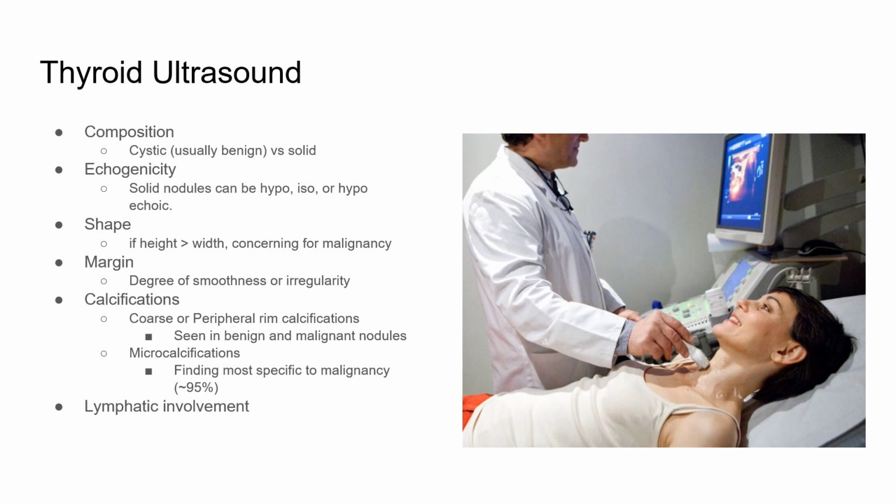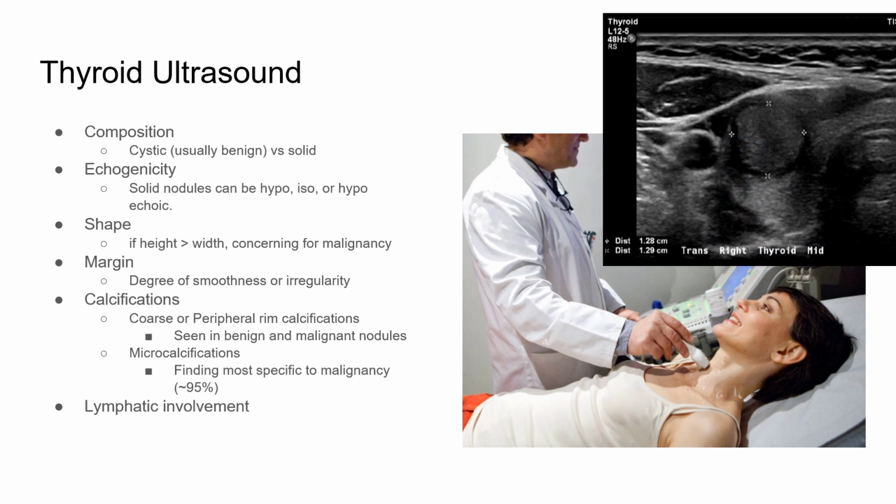And then at times you can also note lymphatic involvement and the presence of blood flow within the lesion itself. This here is an ultrasound image. You can see this is the actual nodule itself, and it is about 1.3 centimeters. It is about as tall as it is wide, and it is fairly, maybe a little bit hypoechoic, with no microcalcifications. We will look now at the TIRADS system.